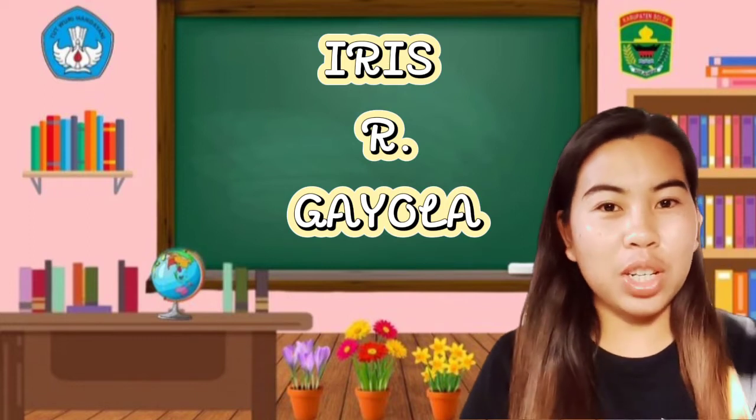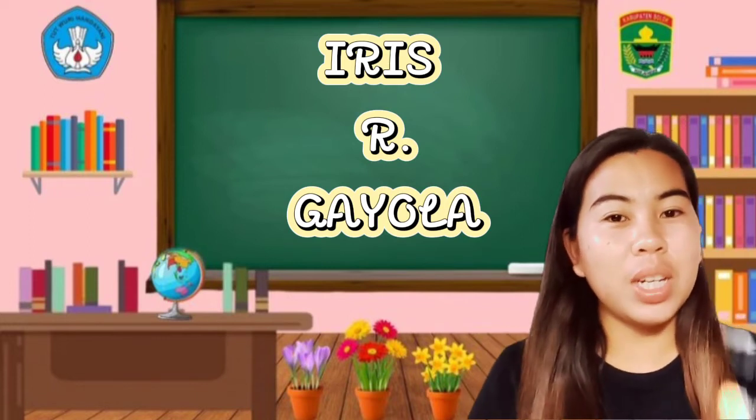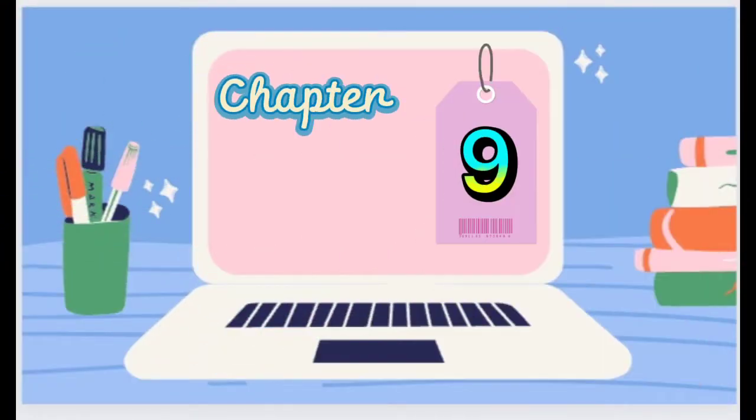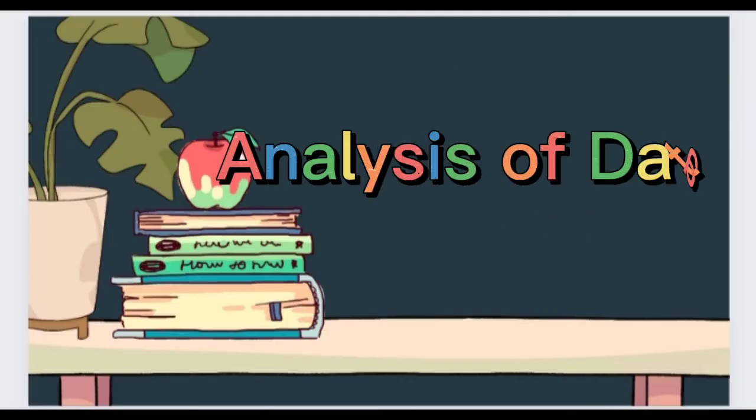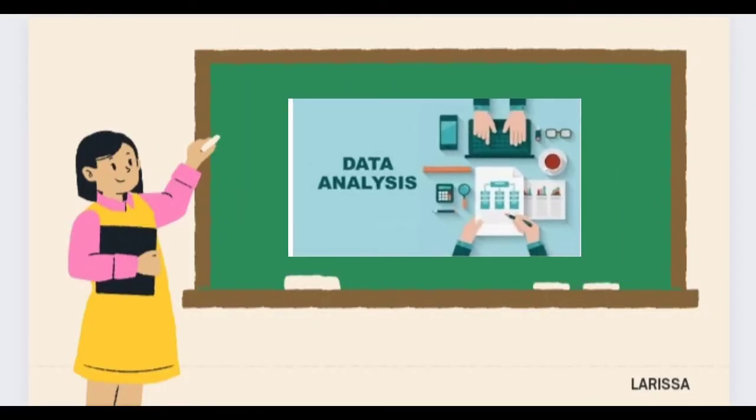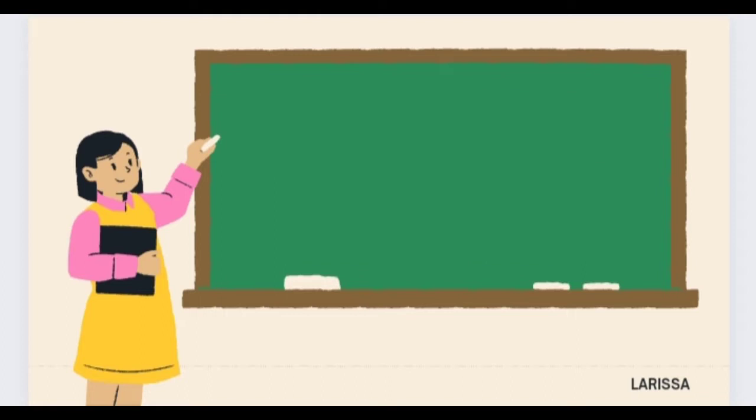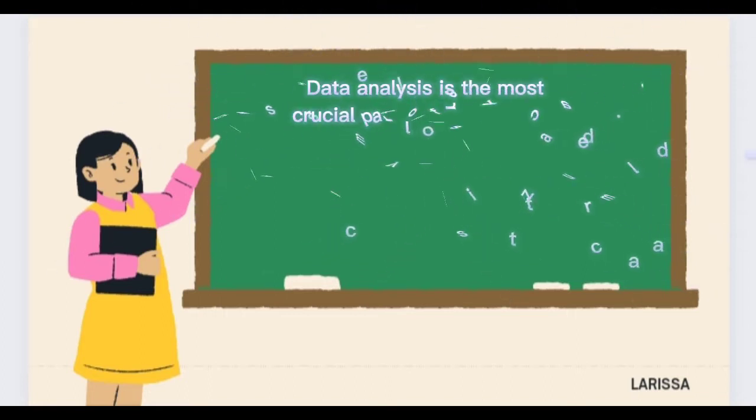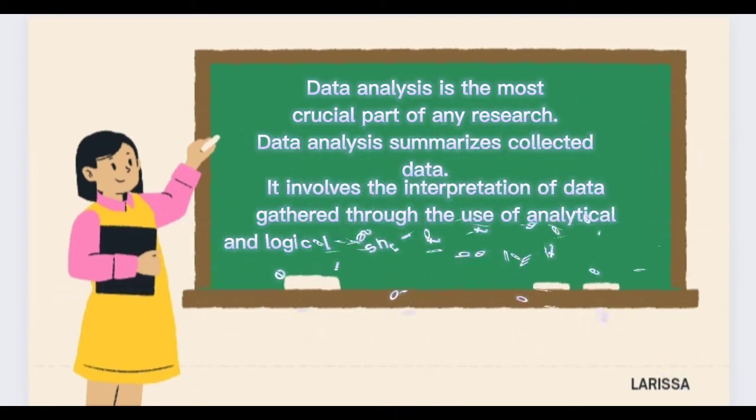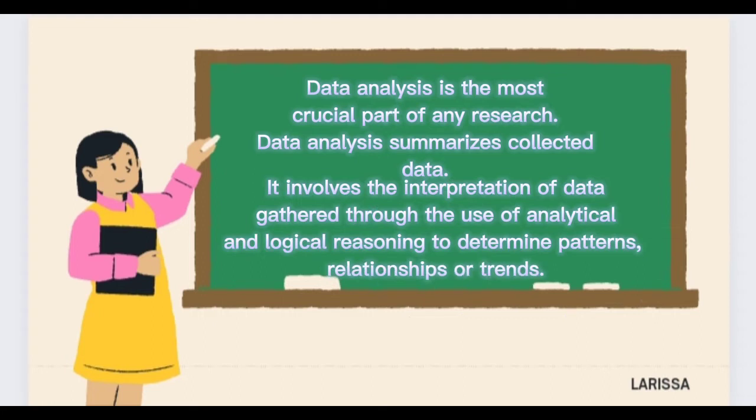the continuation of our discussion, which is Chapter 9, Analysis of Data. Chapter 9, Analysis of Data. When we hear the word analysis of data, it talks about that the data analysis is the most crucial part of any research. Data analysis summarizes collected data. It involves the interpretation of data gathered through the use of analytical and logical reasoning to determine patterns, relationships, or trends.